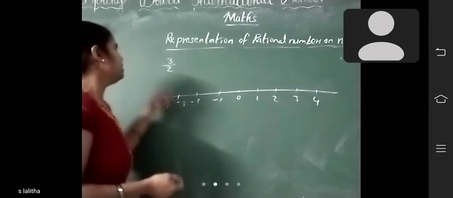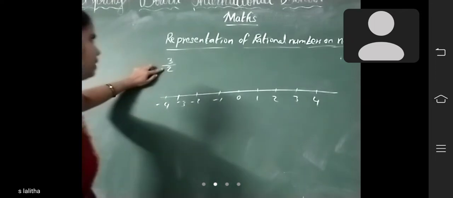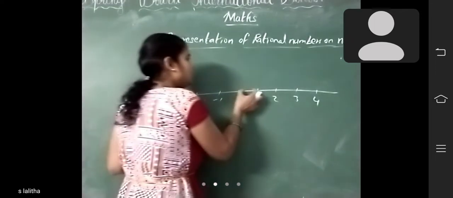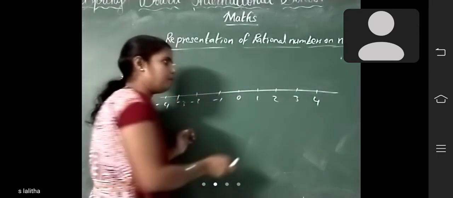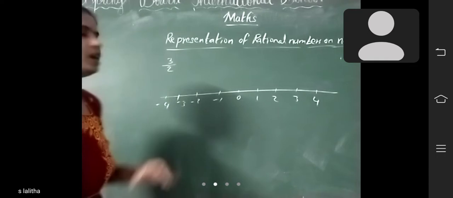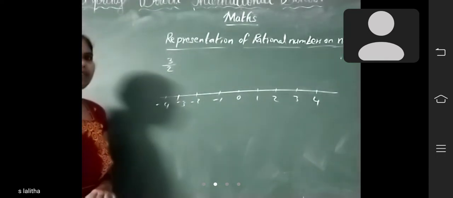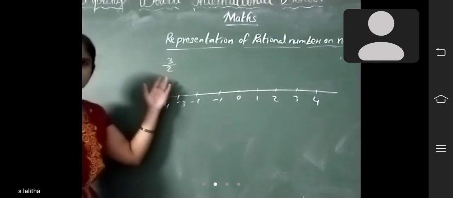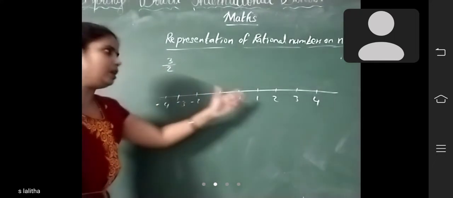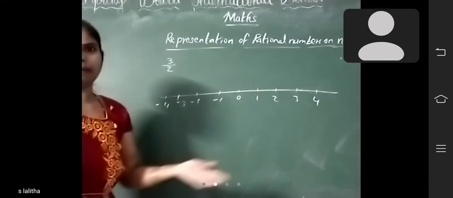It's very easy, ma'am. Here the denominator is 2. So between any two numbers, you can divide into two parts. Why? Because here the denominator is 2. Suppose the denominator is 3, you should divide between two numbers into 3 parts. 4 means you should divide into 4 parts. 5 means 5 parts you should divide.